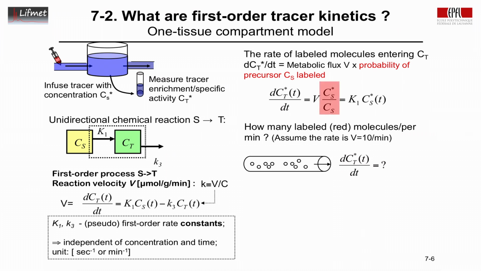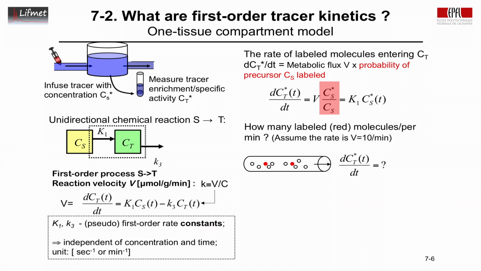So we're going to have to look at the calculation here. The reaction velocity is 10 per minute times the probability of a molecule being labeled, being red. So if we have 1 out of 10, what is the rate of red molecules appearing in this pool? How many molecules per minute? Well, we have 10 that are coming in. 1 of the 10 is red, so we'll have 1 per minute of labeled molecules being synthesized.